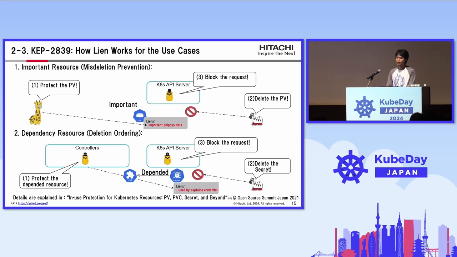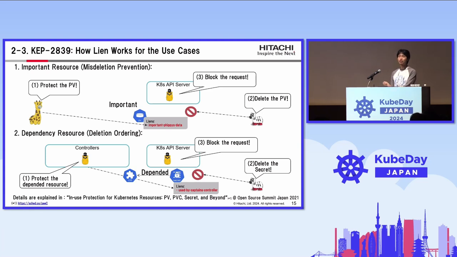Let's check if it would work as expected for Fippy's use case. The first use case was to protect an important resource. To protect the PV, Fippy adds a string like important Fippy's data to the PV's Lien field. Then, Z may ask to delete the PV, but the Kubernetes API server blocks her request because the Lien field is set.